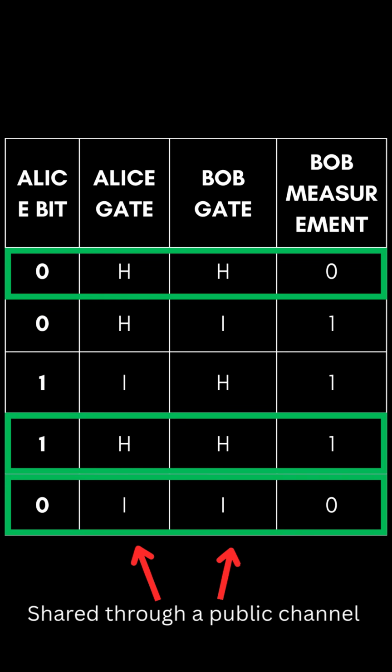If the gates match, they then use that bit as part of the final key, as seen here in the table. Quantum key distribution is incredible, as it allows two people to share encryption keys with security guaranteed by the laws of quantum physics.